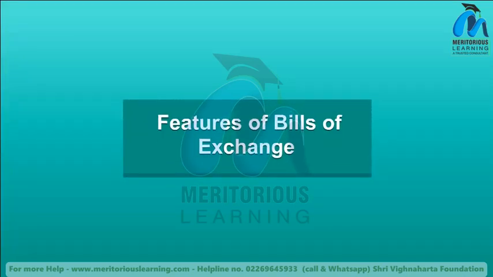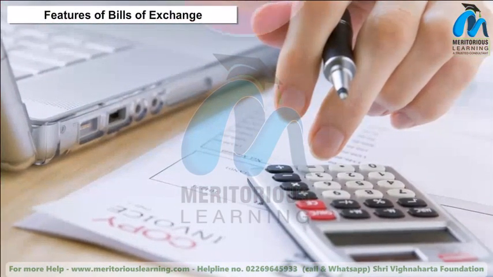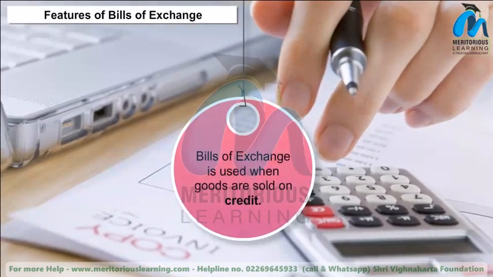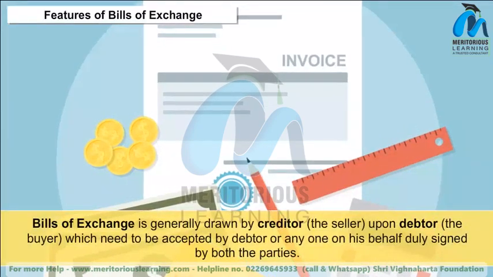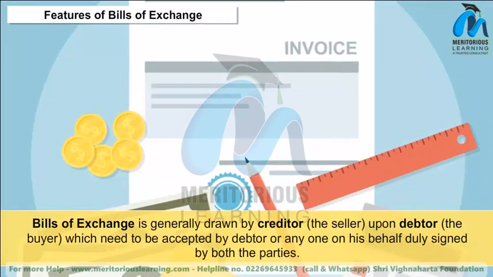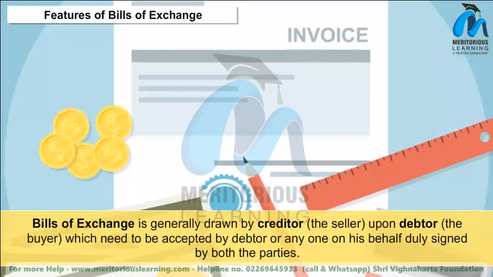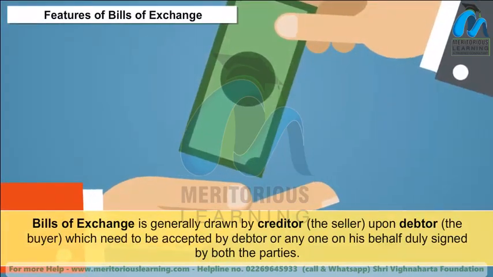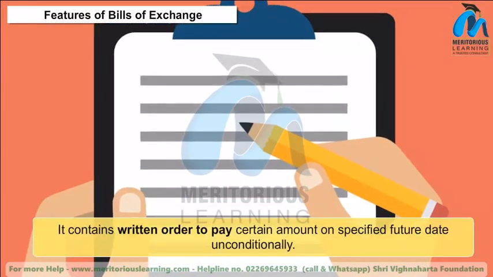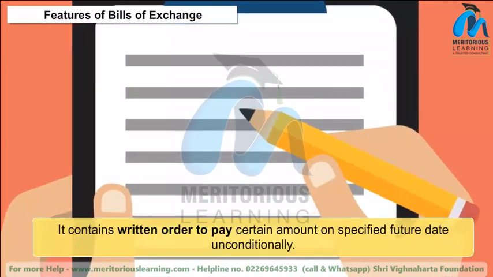Features of bills of exchange. A bill of exchange is used when goods are sold on credit. It is generally drawn by the creditor, the seller, upon the debtor, the buyer, and needs to be accepted by the debtor or anyone on his behalf, duly signed by both the parties. It contains a written order to pay a certain amount on a specified future date unconditionally.